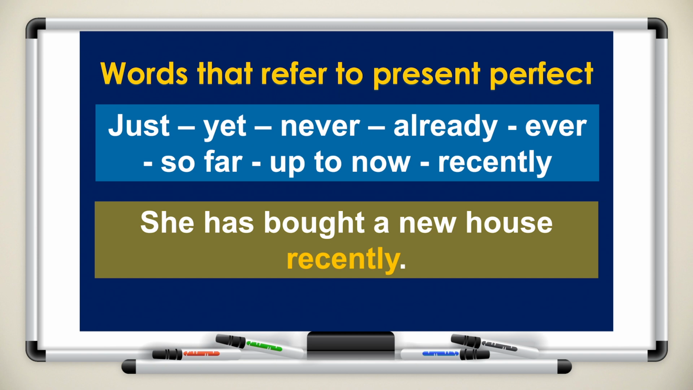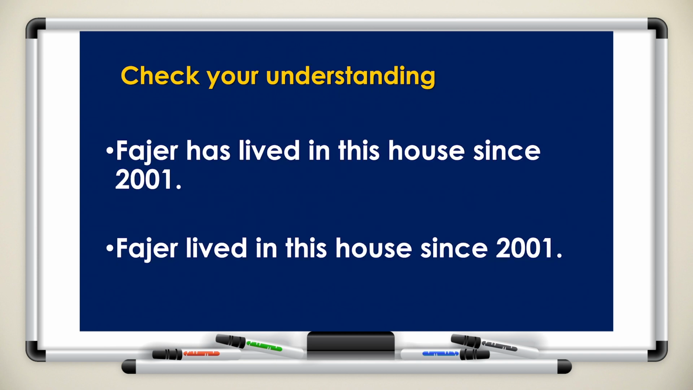Can you take a look at the verb here? Bought. Has bought. Has here indicates that this sentence is in the present perfect and the verb coming after it is in the past participle. Well done. Now I want you to check your understanding.